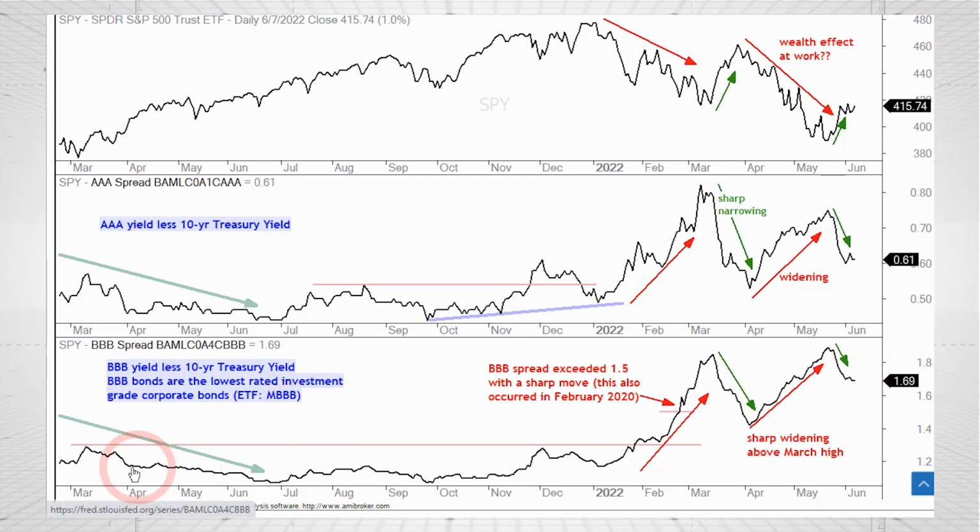And so you can see here in this bottom chart, this is the triple B spread. It's basically the difference between triple B corporate bond yields and treasury bonds. And there's an ETF for triple Bs, MBBB. But we can see, from March 2021 until January 2022, this was below 1.3% roughly. It was low and flat, showing no signs of stress.